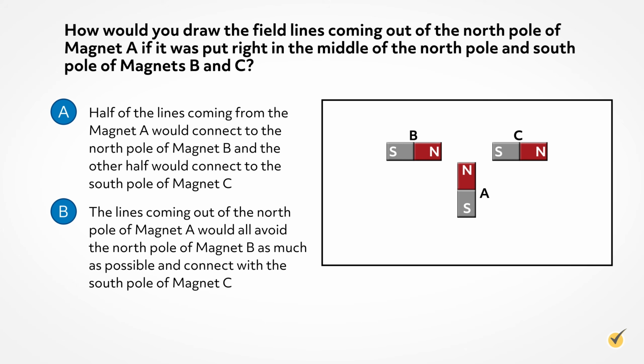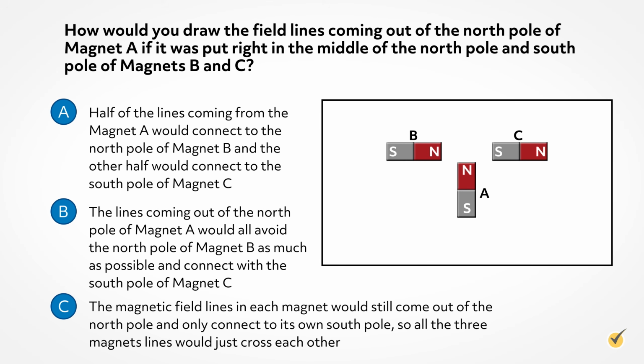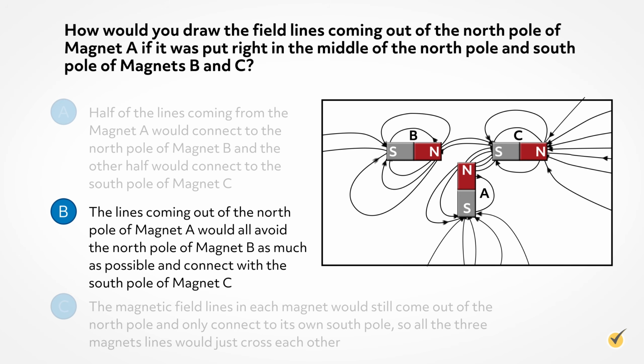B. The lines coming out of the North Pole of magnet A would all avoid the North Pole of magnet B as much as possible and connect with the South Pole of magnet C. C. The magnetic field lines in each magnet would still come out of the North Pole and only connect to its own South Pole, so all the 3 magnet lines would just cross each other. The correct answer is B. Field lines will always go from the North Pole to the closest South Pole and will never cross each other.